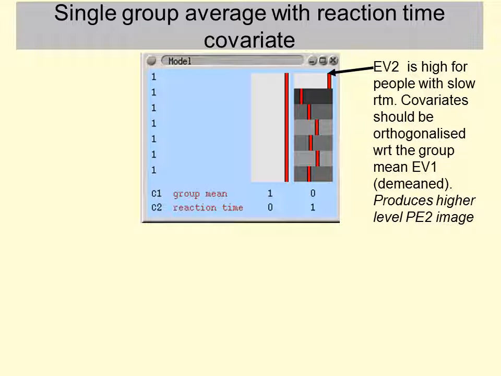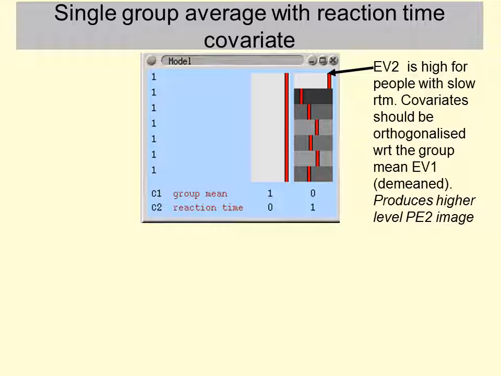Now this design matrix is a particularly interesting and useful one. I've made good use of this over the years. It's the single group average or one sample t-test design matrix with the addition of a covariate. A covariate where you've got a value that varies between participants. So in this case the covariate that's being modelled is the reaction time to the task that they were performing in the scanner.